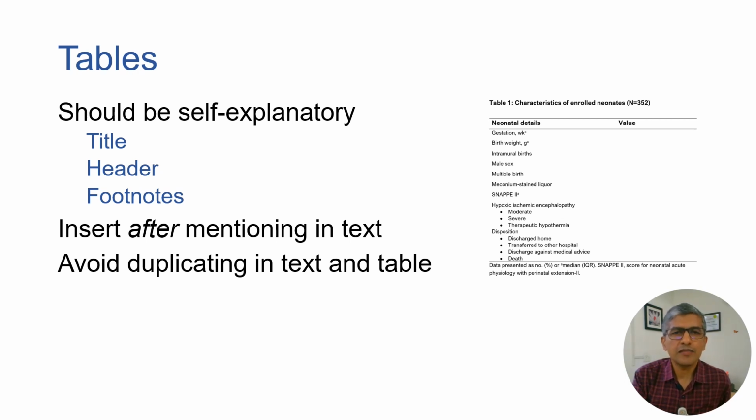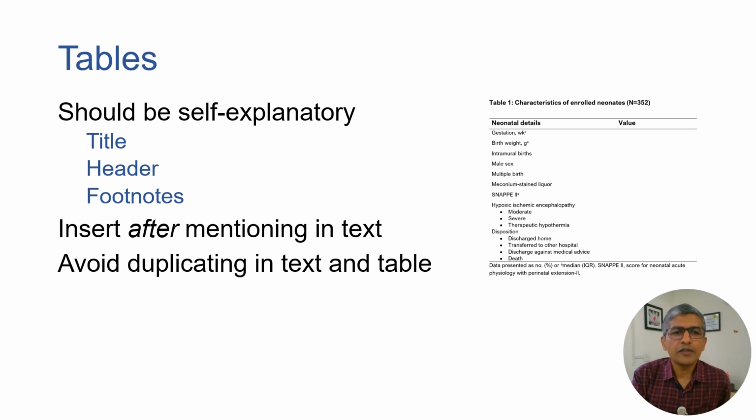So if I say in my manuscript that the baseline characteristics of the participants are shown in table 1, it should appear in the manuscript only after that. Anyway, when you are submitting to many journals, you will be putting the tables separately in another document. So they will take care of it.